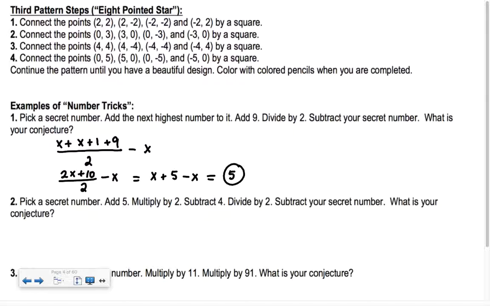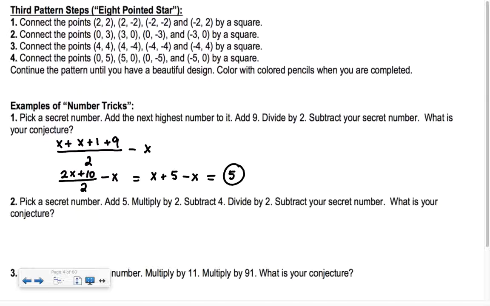Okay, so what did you guys all get? Did you all get the same thing? You ready? I got 3. Did anybody else get 3? Did you all get 3? Okay, so let's see why it's true.